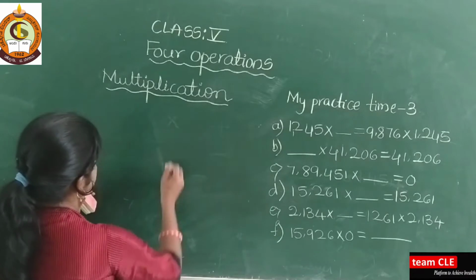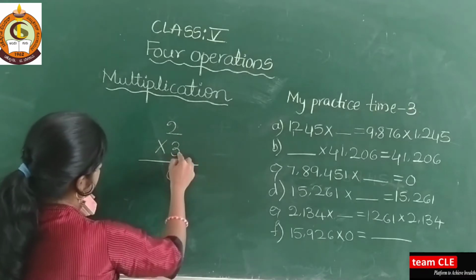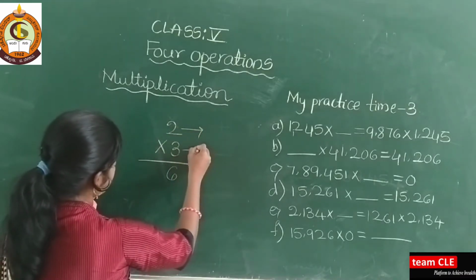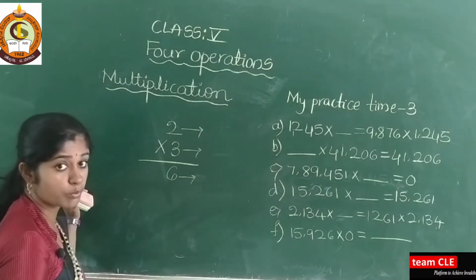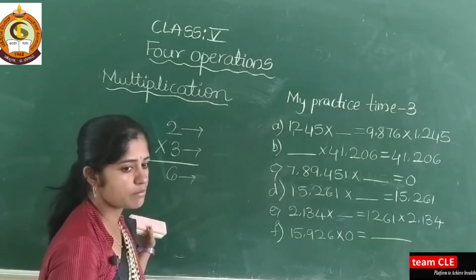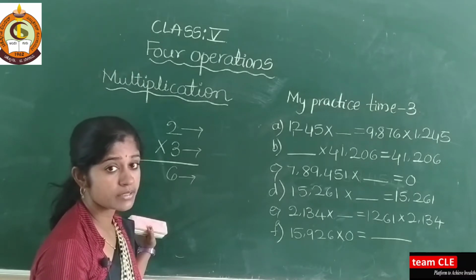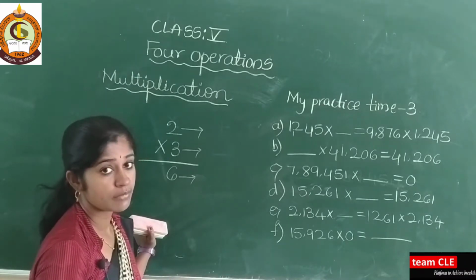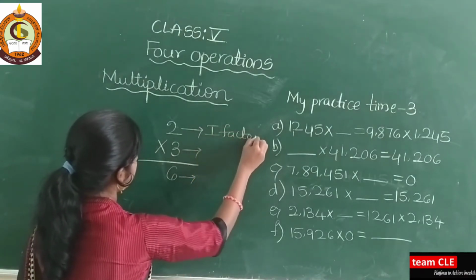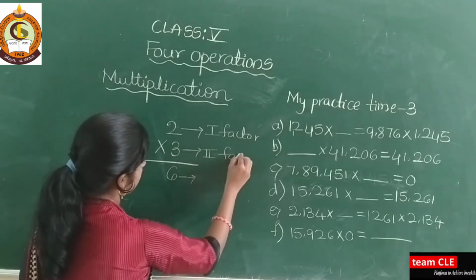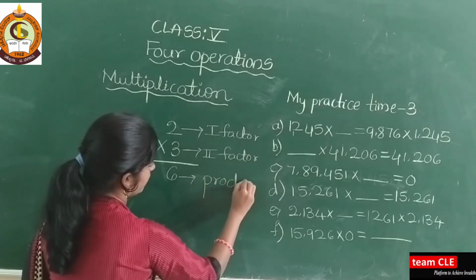Let us take one example, 2 into 3. 3 2s are 6. This is the first factor, this is the second factor, and whatever answer we got, that is the product. While solving addition examples they ask the question find the sum. While solving subtraction examples they will ask find the difference, but now they will ask find the product. This is the first factor and this is the second factor, and whatever answer we get, that is the product. The result we call the product.